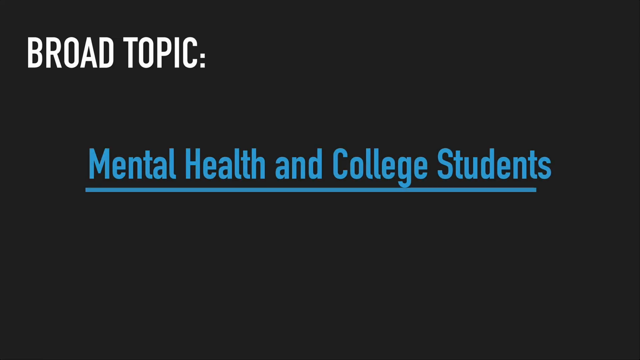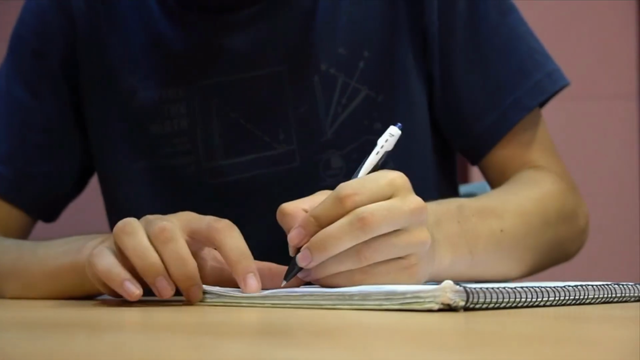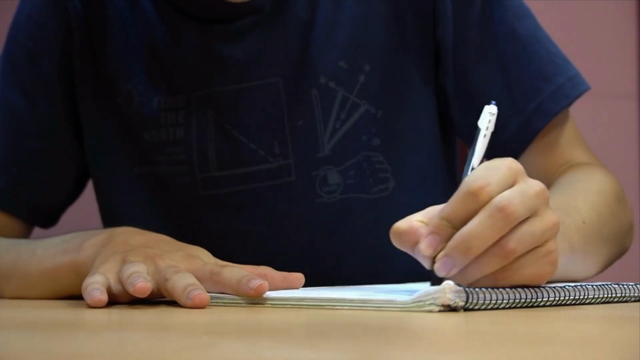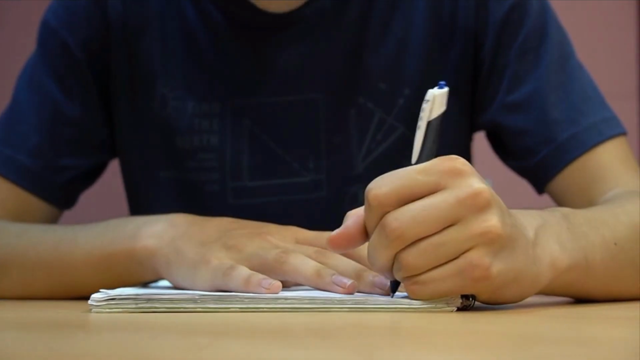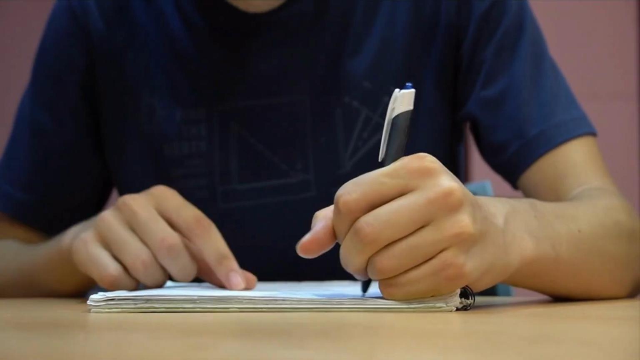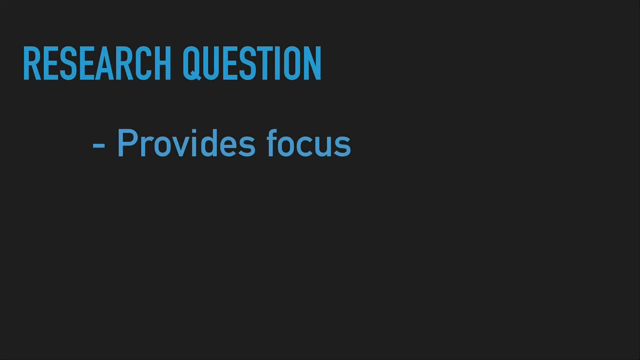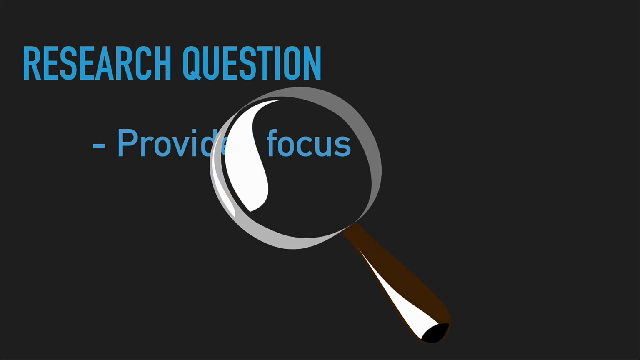Once you've found a potential topic, the next step is to create a solid research question. This takes practice, so be patient with yourself as you learn how to do this. Before we learn how to write one, let's discuss what a research question is and its function. A research question provides focus and guides the work we're doing in order to find a solution or answer.